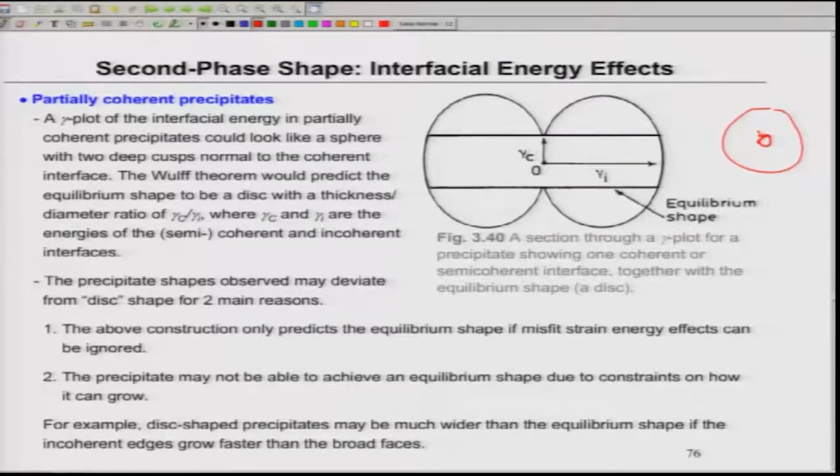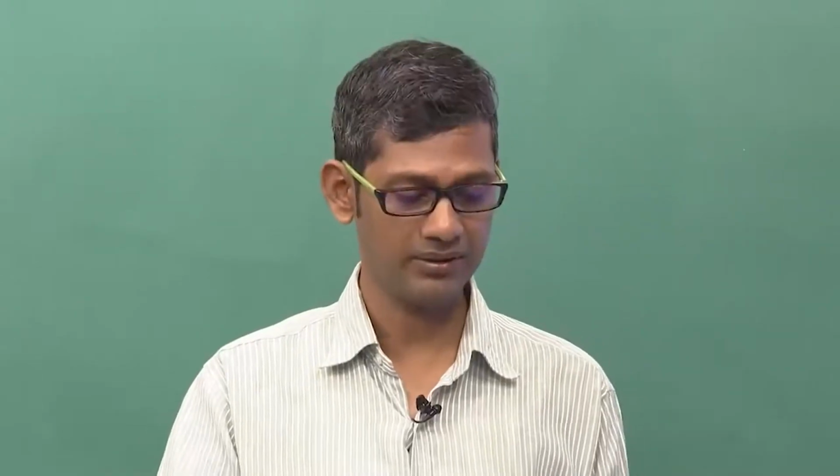They are normally this shape, but it can deviate a little bit because of two reasons. One is that in the above construction we have not considered misfit strain energy effects. Because of misfit along these semi-coherent interfaces, there are dislocations, and these dislocations lead to strain energy, which we have not considered. The Wulff construction does not consider strain energy; it only considers interfacial energy effects.